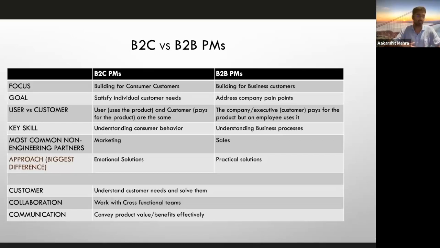Now, these were aspects that are different across B2C and B2B PMs. Some of the aspects that are core to product management remain the same across different product management roles. And these are, as a product manager, you always have to understand and focus on customer needs and solving them. You always have to work with a bunch of cross-functional teams and collaborate with them to get the solution built through a lot of collaboration with different teams. And lastly, communication is a super critical aspect of a product manager role. You need to be able to convey benefits and value proposition of your product, whether it's a B2C product or a B2B product. You also need to be able to communicate very effectively and clearly with the team who you will be working and collaborating very closely with as part of building out this particular product.